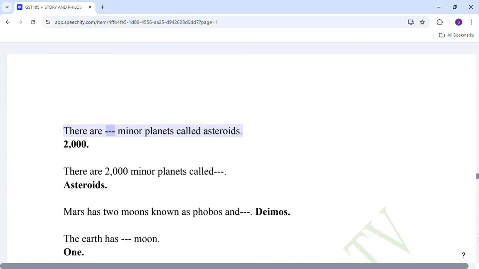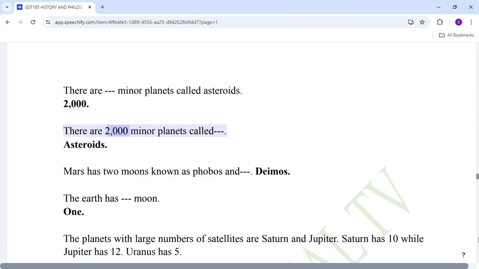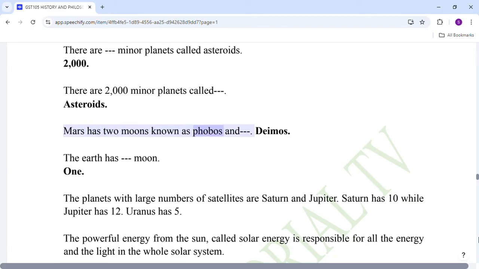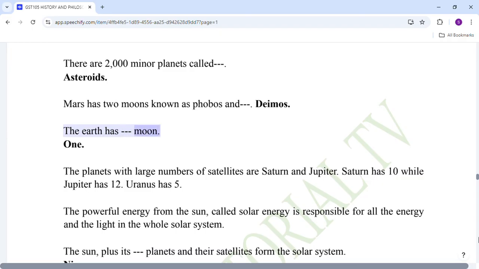There are dash minor planets called asteroids. 2000. There are 2000 minor planets called asteroids. Mars has 2 moons known as Phobos and Deimos. The Earth has dash moon.